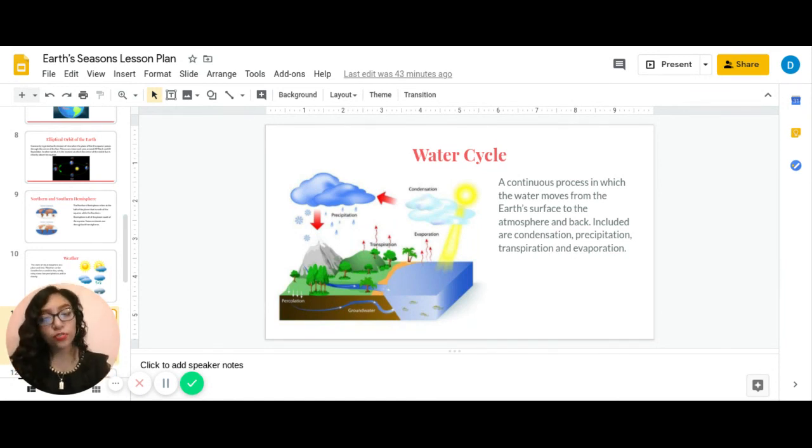We have now gone over the vocabulary words that involve the Earth seasons. I hope this helps you.